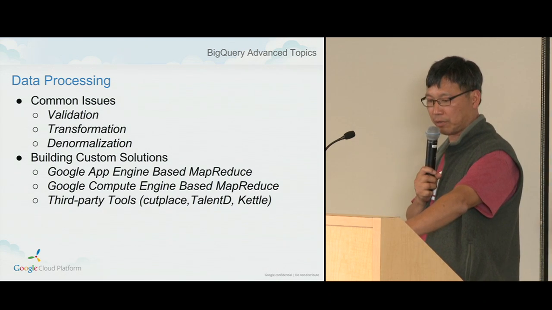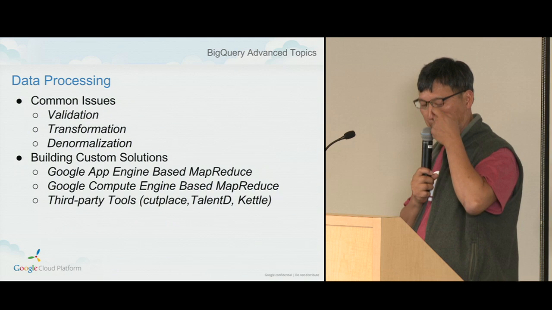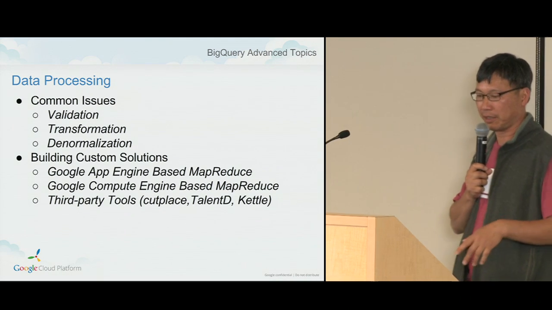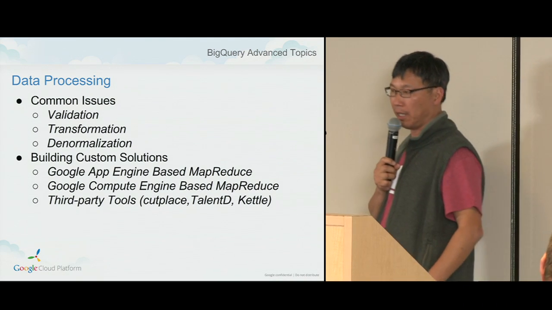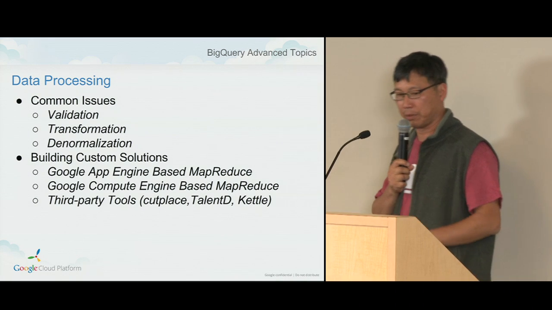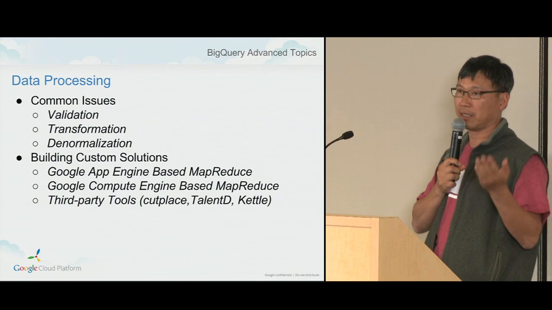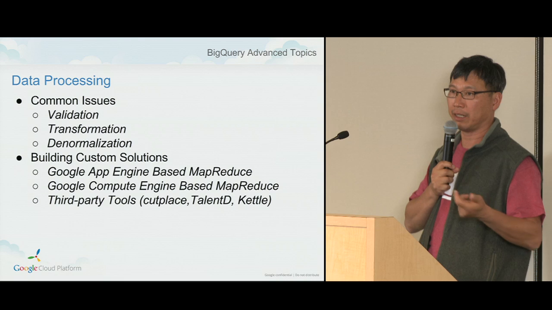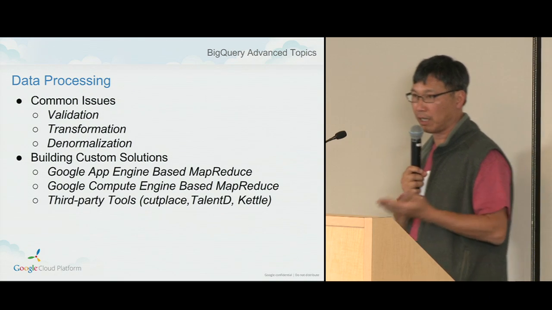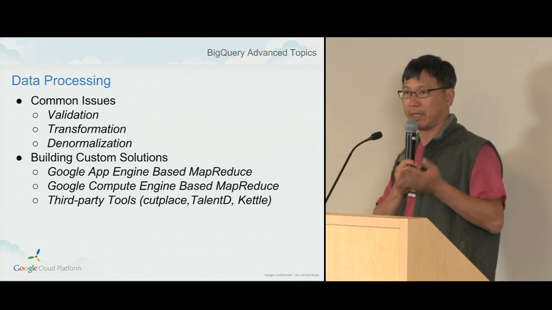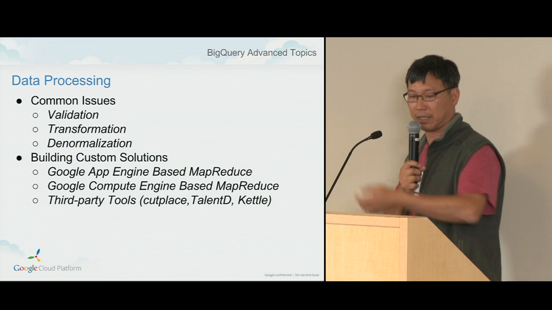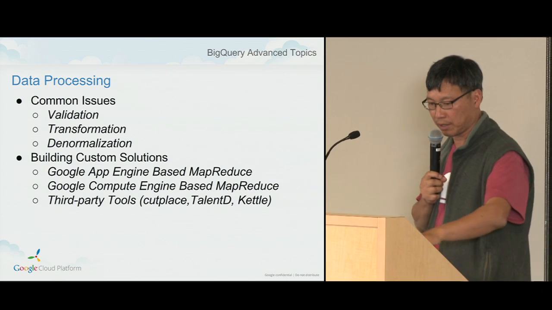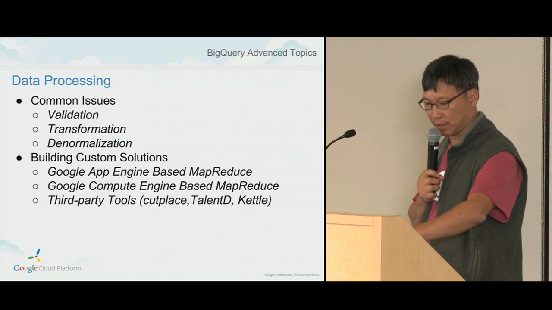The other one is transformation, which is basically changing your data first. Another good example is if you're collecting logs from your mobile phone. The mobile phone will give you a lat long, but you want to transform the lat long into maybe a country, state, or city. That's an example of transformation. And validation is just making sure your data is good.